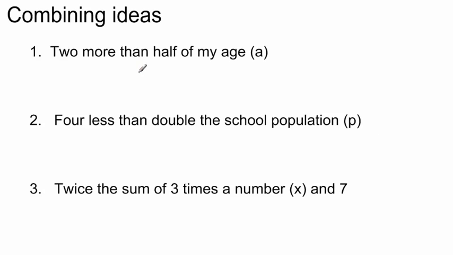If I ask you to write the expression of 2 more than half my age, and I'm telling you that my age is A, okay, well, I see half. I know half is 1 half, 1 over 2. I see of, so I'm going to do that multiplication first. I know that 2 more than, that's going to be addition. So let's see. Half of my age would be 1 half times A. Now some of you might write A over 2, and that's fine also.